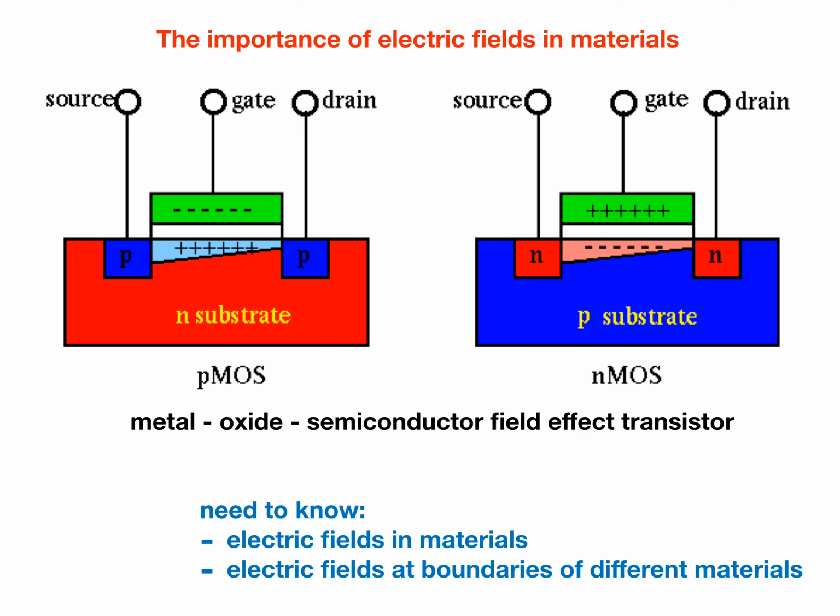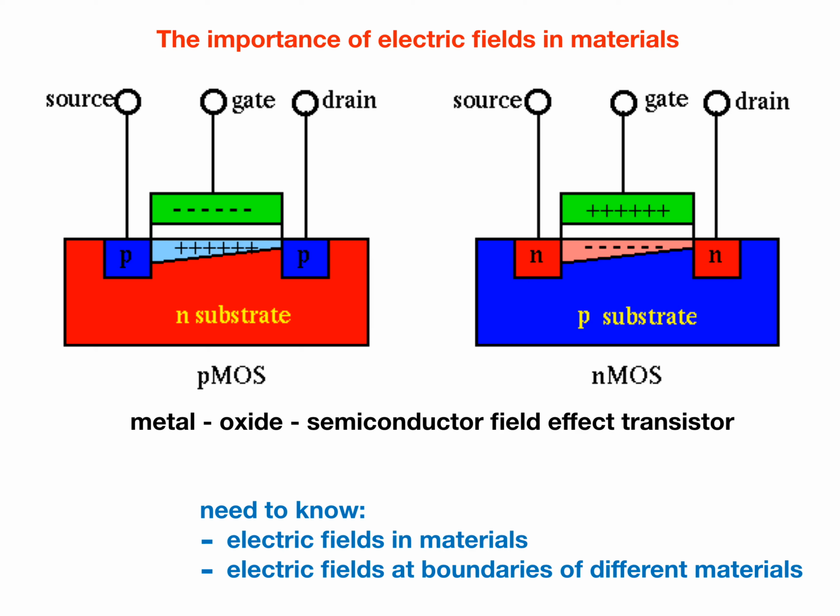The theory of electromagnetism is not only valid in free space and air, but it can be applied in a very similar fashion in materials. An important illustration of the importance of electric fields in materials is that of the metal oxide semiconductor field effect transistor, the MOSFET. Two schematics are shown here for a PMOS and an NMOS field effect transistor.